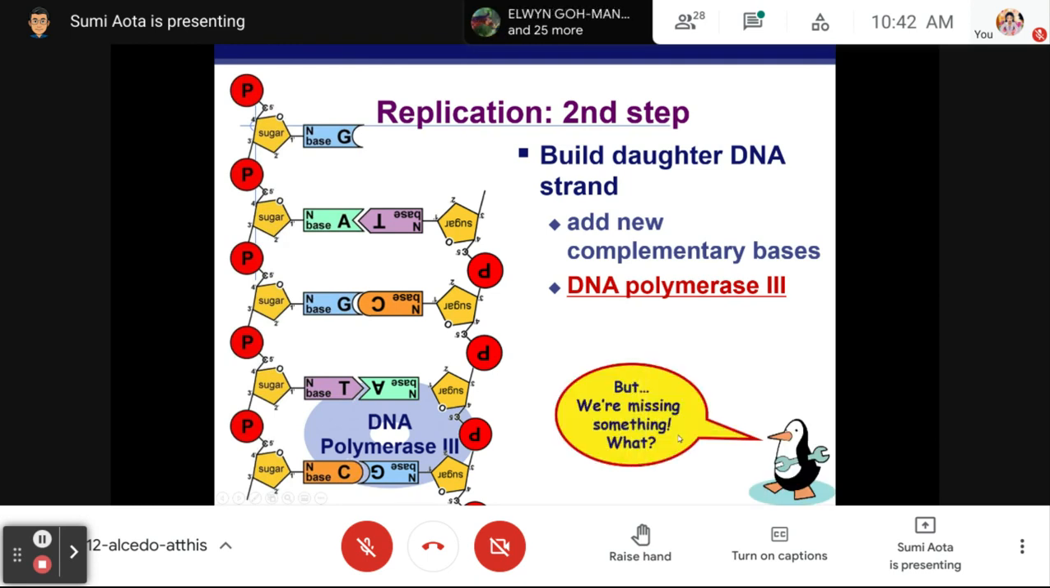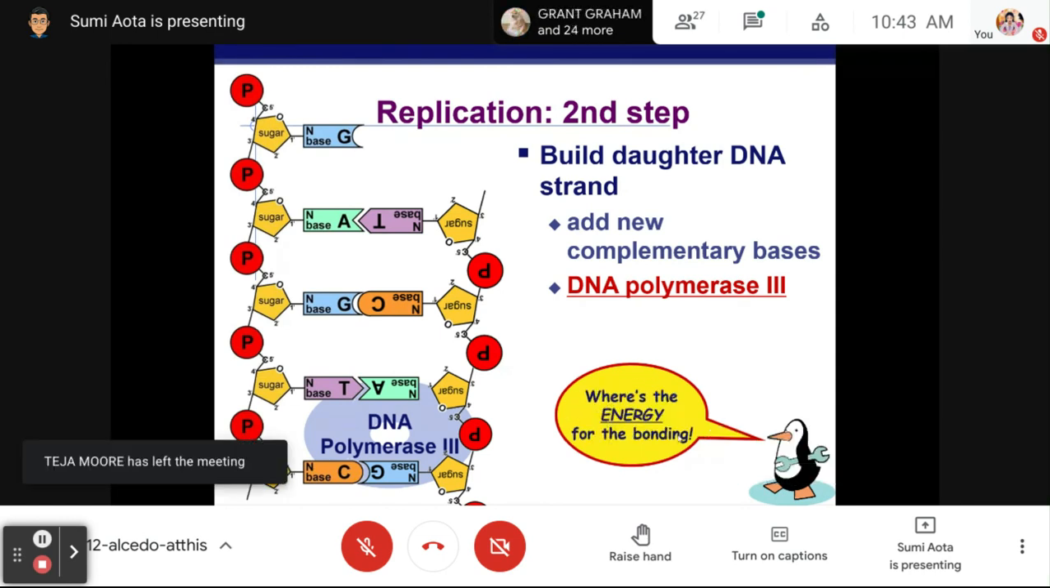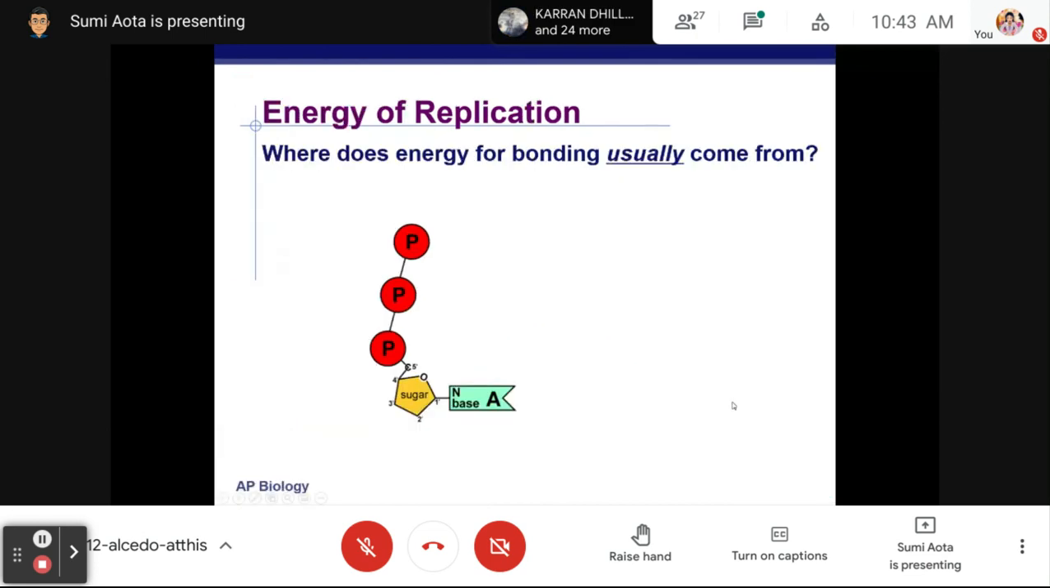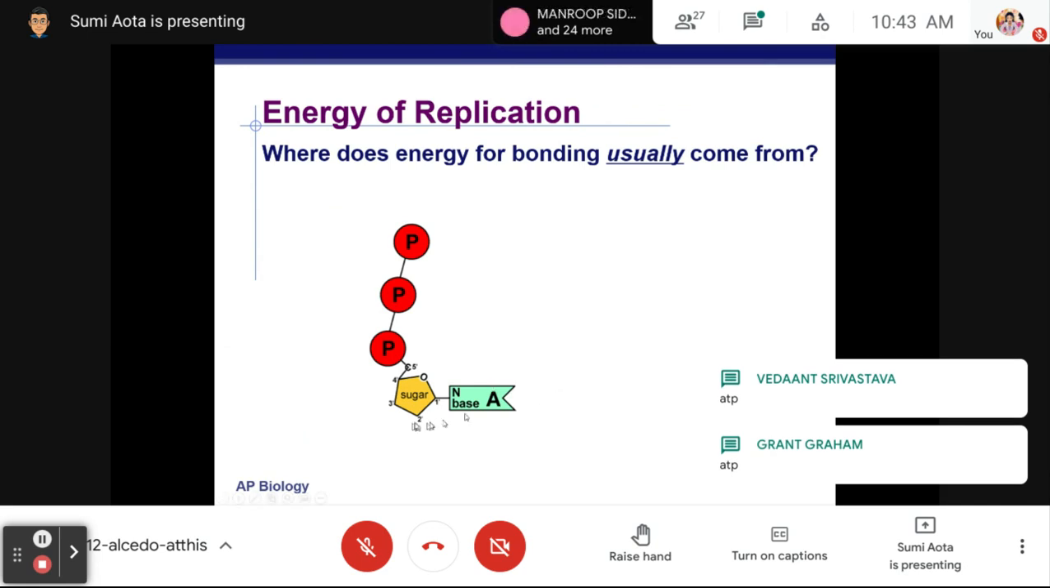Okay. But in terms of what we just did, as Fillmore says, we're missing something. What were we missing? Remember that this is a synthesis reaction. Yeah, we need energy. Okay. So where's the energy coming from? Where's energy usually come from? This sucker. Right? What is this? ATP. Okay.